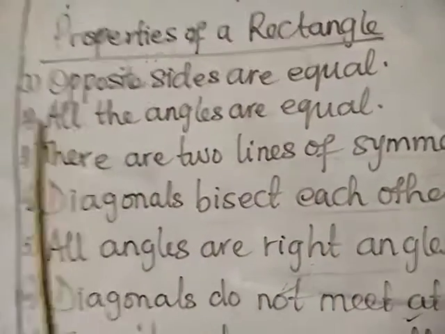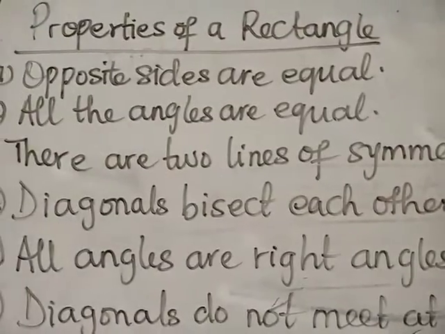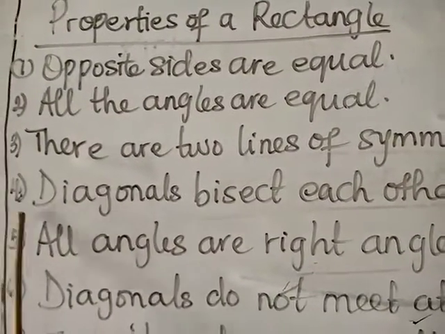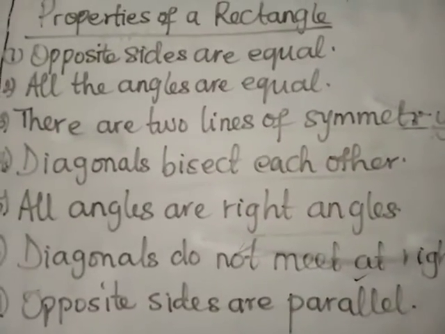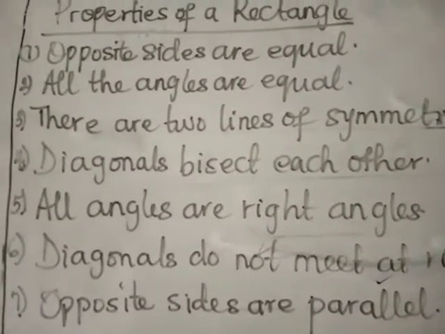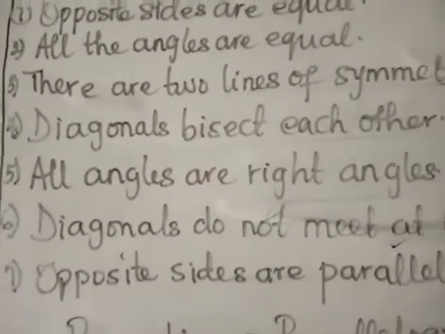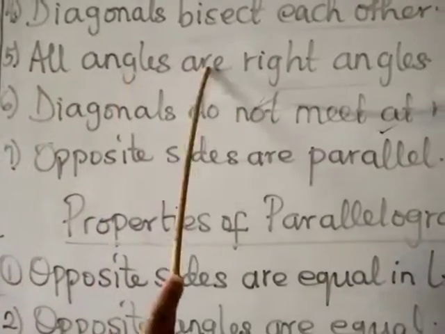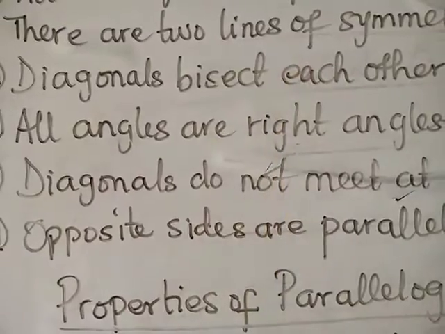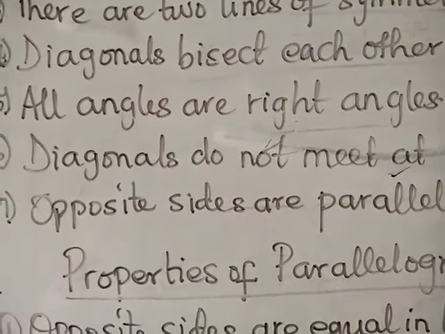Again, there are only two lines of symmetry. Then another one says diagonals bisect each other, just like the square. Again, we said all angles are right angles. Those are the similarities between a rectangle and a square.